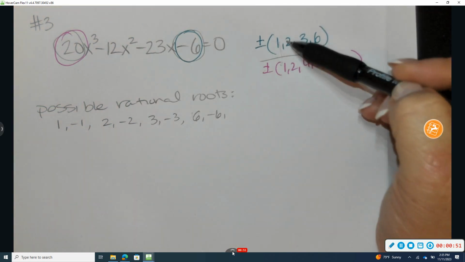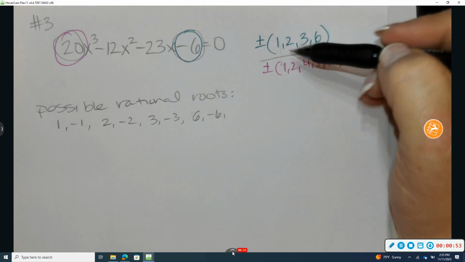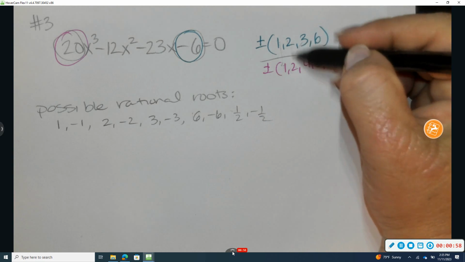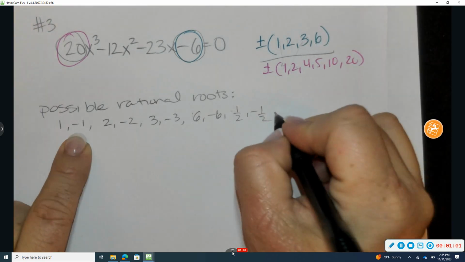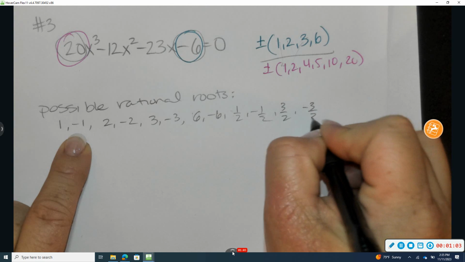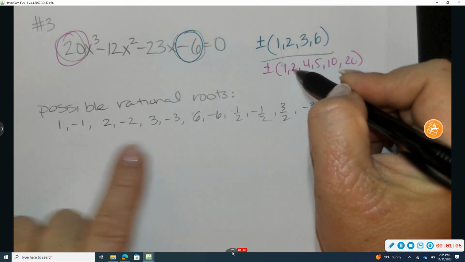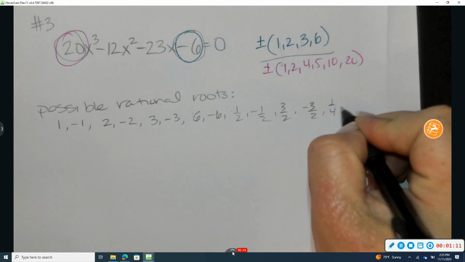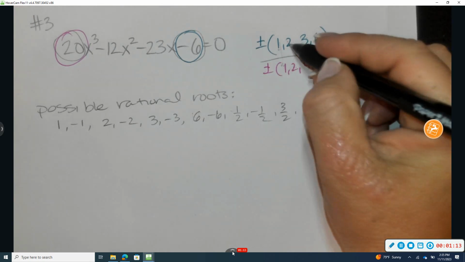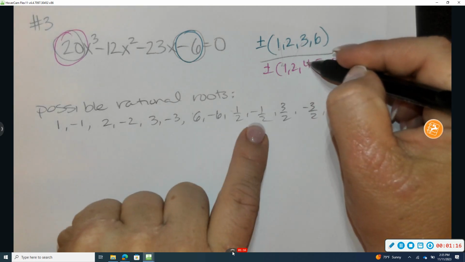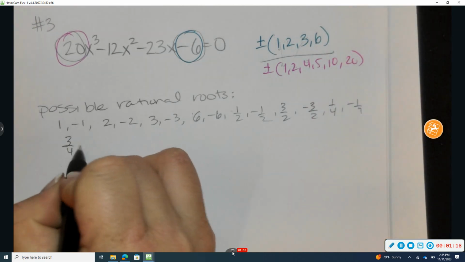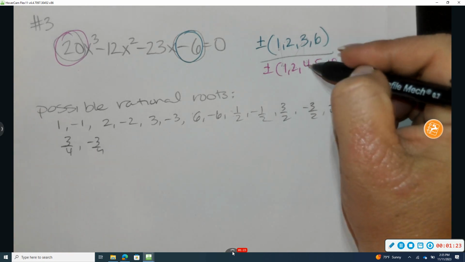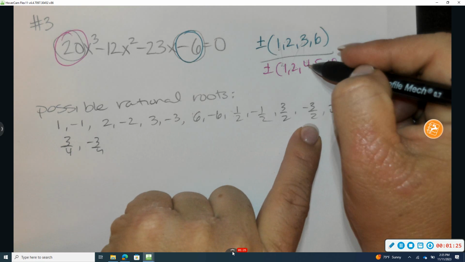So 1 and -1, 2, -2, 3, -3, 6, -6. Now I go to 2's. So I have 1/2 and -1/2. Now 2 over 2 reduces to 1. I have 3/2 and -3/2. And 6 over 2 reduces to 3 and -3. Let's move on to the next denominator. I have 1/4 and -1/4. 2 over 4 reduces to 1/2. And then I have 3/4 and -3/4. And I have 6 over 4, which reduces to 3/2 and -3/2.